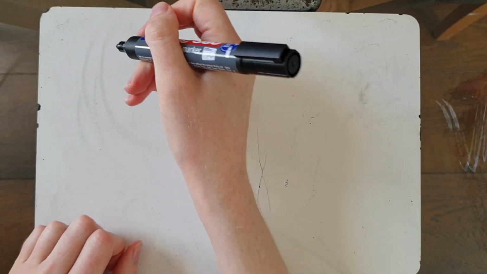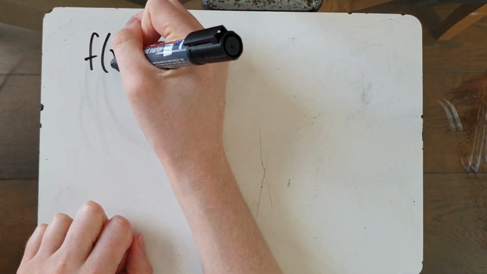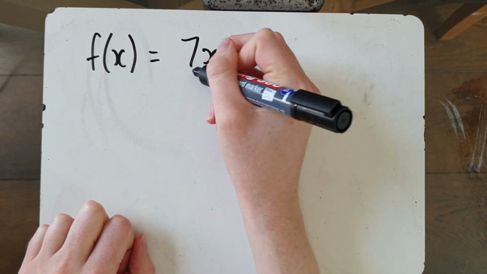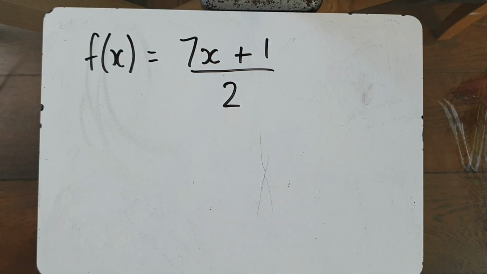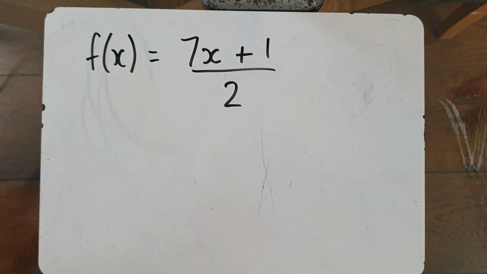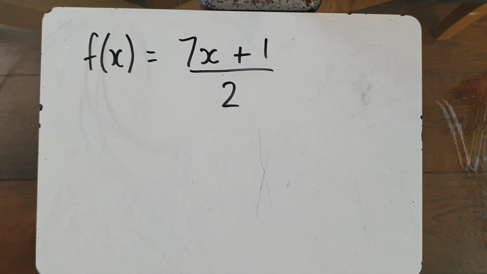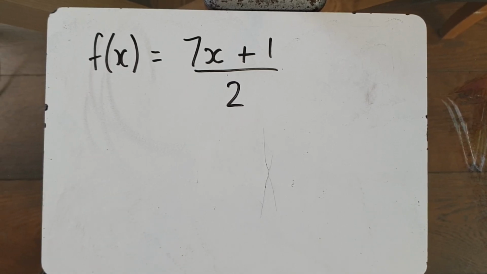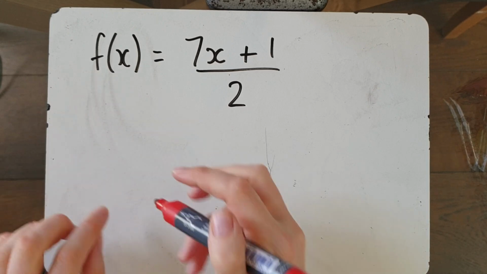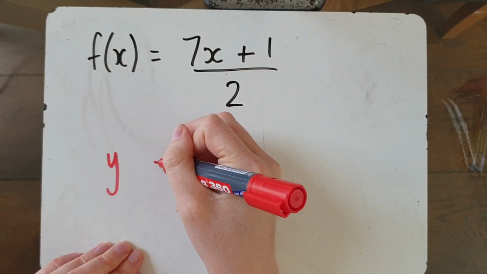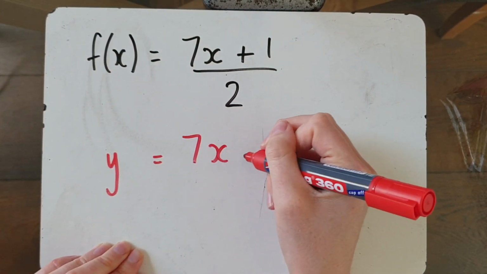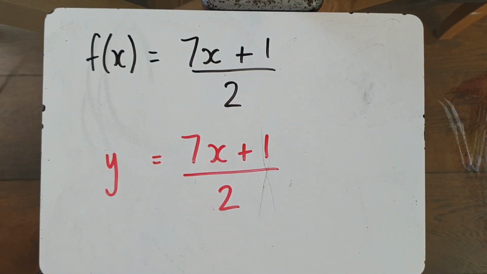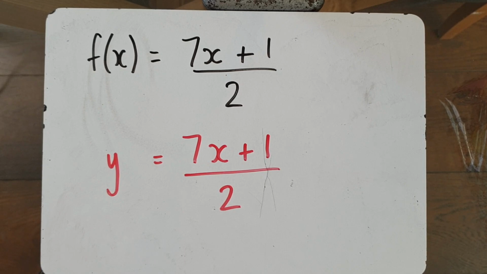If we had f of x equals 7x plus 1 over 2, we want to find f inverse of x. The first thing we're going to do, and the only reason for doing this is to make it easier to work with, is rename f of x as y. The only reason for that is to make it easier when we start multiplying up. I'm going to show you what I mean.